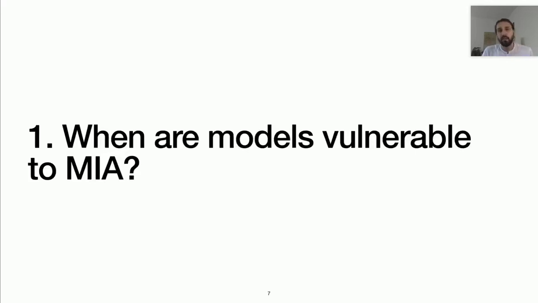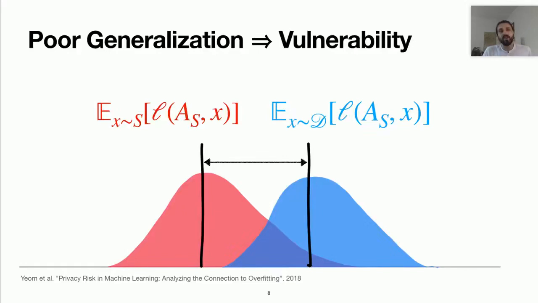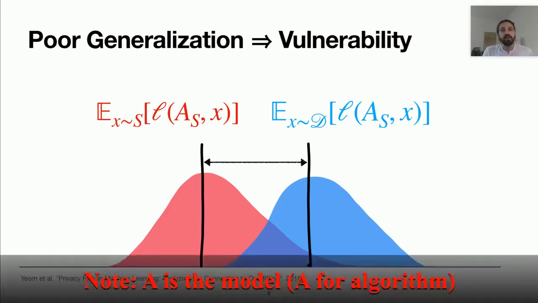So let's start with figuring out when exactly the models are vulnerable to membership inference. It is intuitive and well known that overfitting or lack of generalization is a sufficient condition for a model to be vulnerable to membership inference. Generalization is characterized by this gap between the average loss on the training data on the left here and the average loss on the test data on the right. Indeed, if the model has much lower error on its training data, an adversary can recognize training examples by looking at the loss.